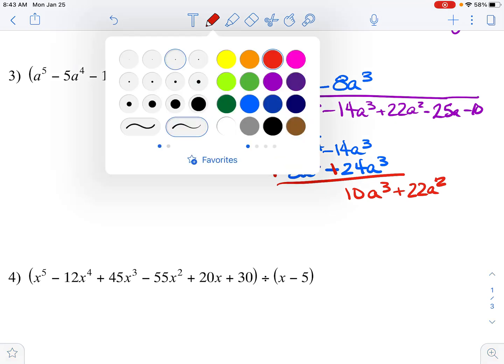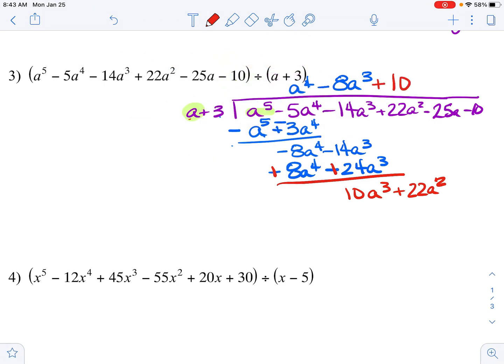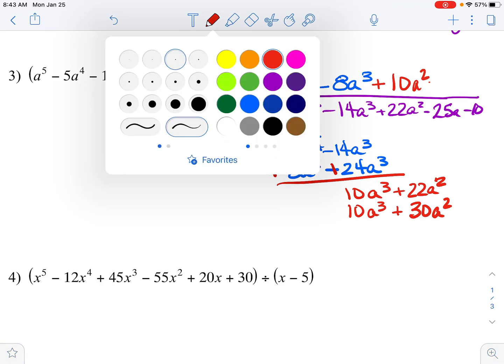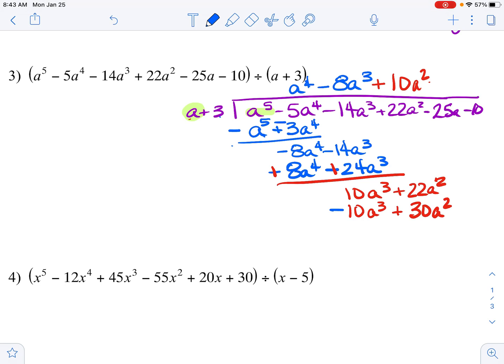A goes into 10a to the 3rd, 10a squared times 10 times 3 is 30. So this becomes 30a squared plus 10a to the 3rd. And remember, when we subtract, we are going to do opposite, opposite, and add. That becomes a negative 8a squared minus 25a.